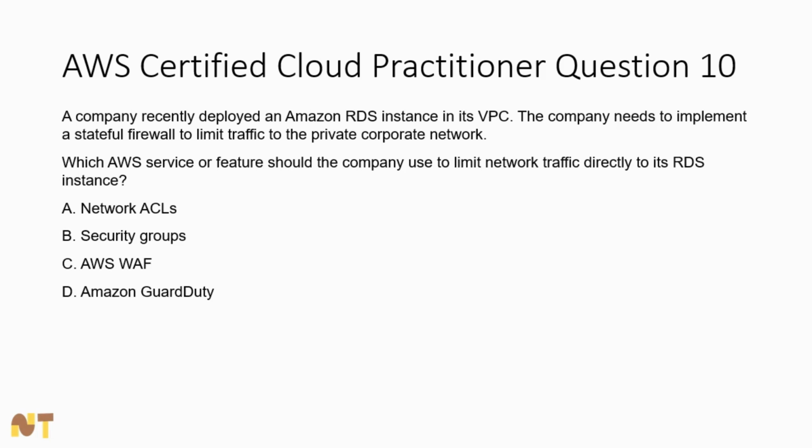When it's about controlling traffic at the instance level, security groups are your trusty, stateful firewall. So the correct answer is B. Just to reiterate some points here, NACLs are stateless and they operate at the subnet level.